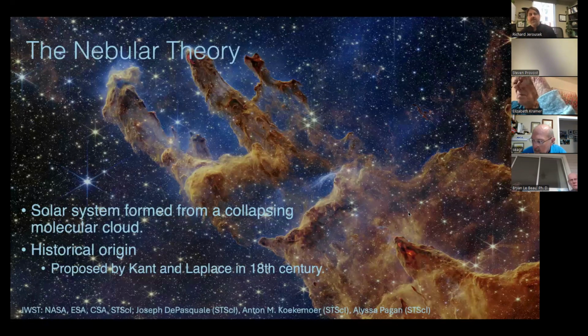So the theory that we use to describe the formation of our solar system is called the nebular theory, and it was originally proposed by Pierre Simon Laplace in the 18th century. The story goes that a solar system formed from a collapsing molecular cloud, with the sun forming at the center and the planets forming from a debris disk that surrounded the newly forming sun.